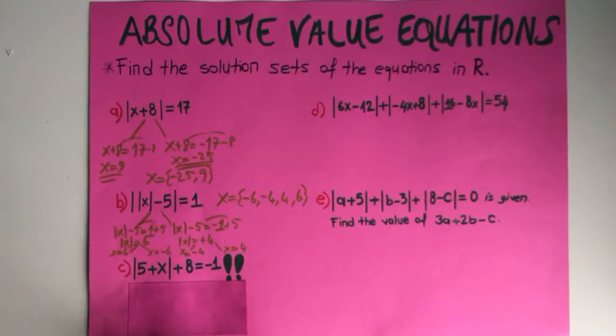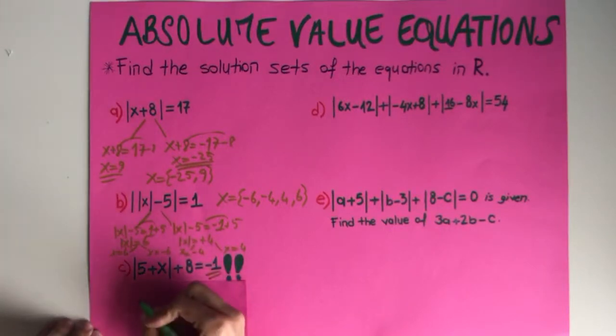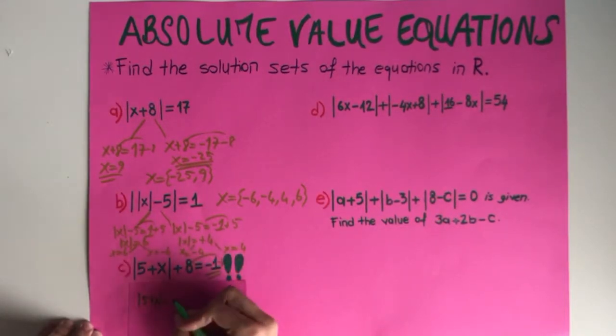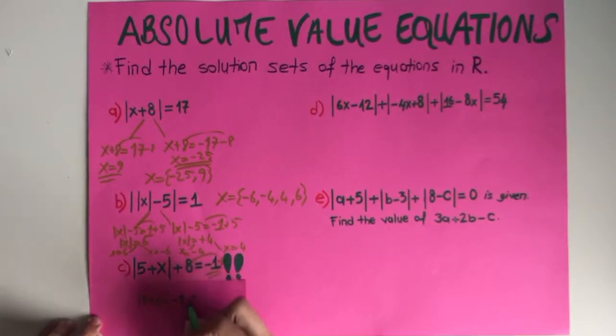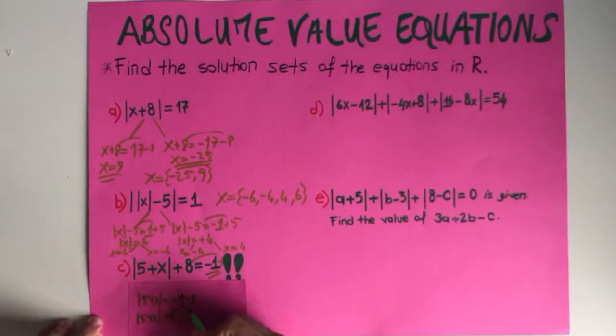For the C question, you must remember something. An absolute value cannot be equal to a negative expression. So let's do it. 5 plus x is equal to, this 8 goes to the other side as minus 8. So minus 1 minus 8. 5 plus x in absolute value is equal to minus 9. And as I said, an absolute value cannot be equal to a negative expression. So the answer is the empty set.